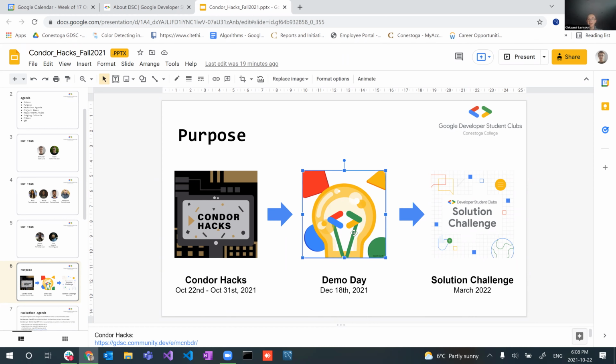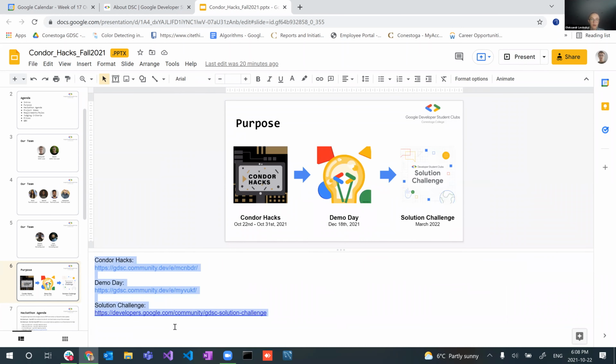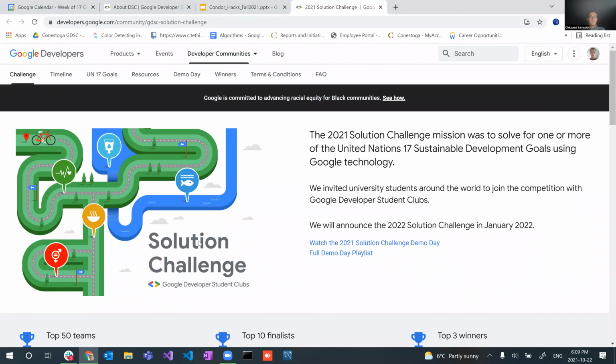That's the second event, and the third event is the biggest one. The first two are local to our club, and the third one is global, essentially worldwide. Every student in the world will be able to participate in it. It's called Solution Challenge, and it's conducted by Google. I will share all the links with you as well.